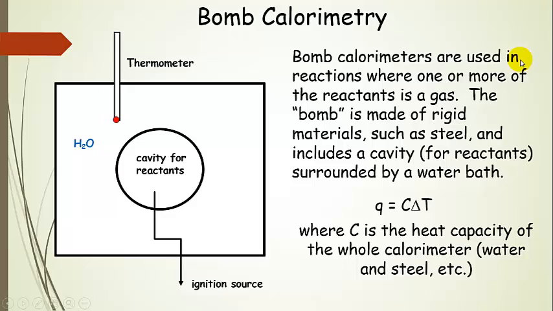Basically, bomb calorimeters are usually used when one of the reactants is a gas. And again, the bomb is made of rigid materials and includes a cavity for the reactants. Also remember that capital C in this equation is the heat capacity for the whole calorimeter, for the whole thing.